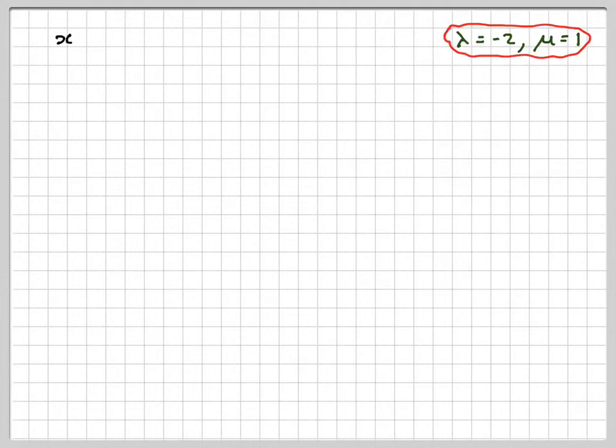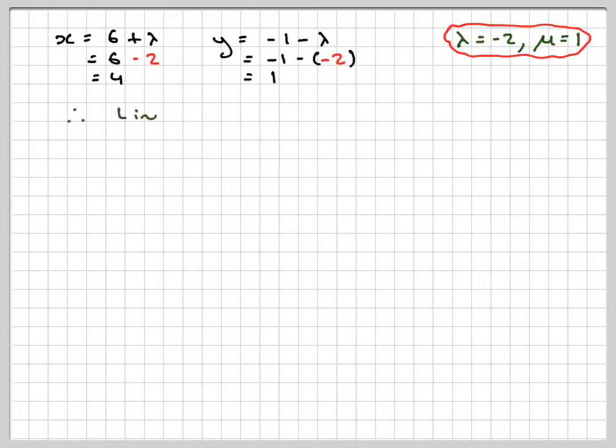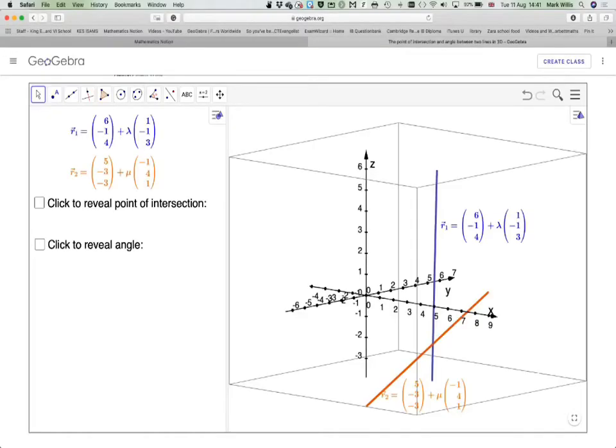So using x is 6 plus lambda, lambda is minus 2, 6 minus 2, x is 4. y is minus 1 minus lambda, so that would be minus 1 minus minus 2, which is 1. So therefore, the lines intersect at the point (4, 1, minus 2), and we got the z component from the previous bit. And if we look at this GeoGebra applet, I'll include the link in the video, obviously the lines meet at this point here. And we click, and we can see we've got the correct point.